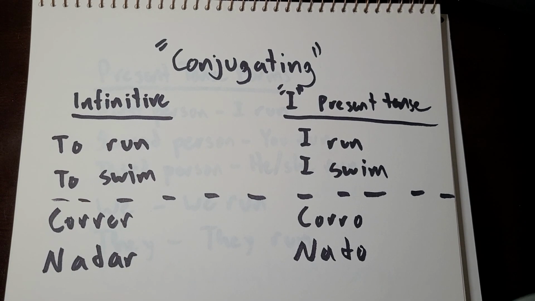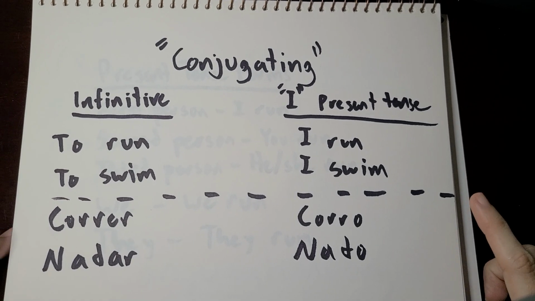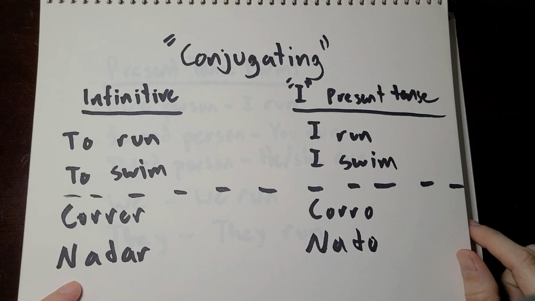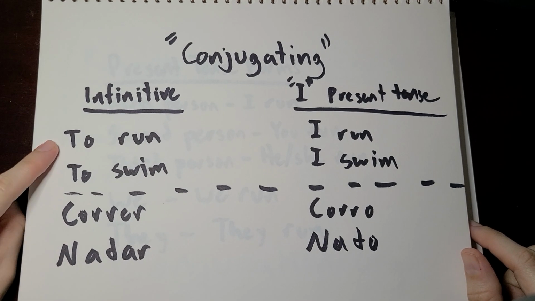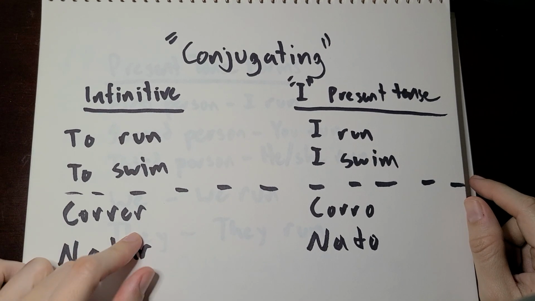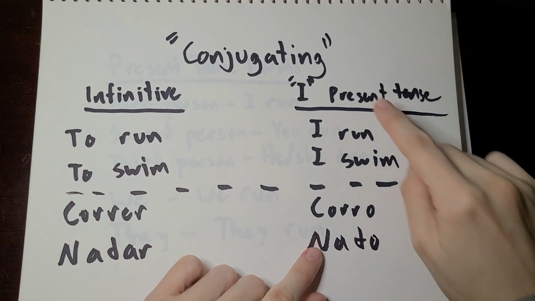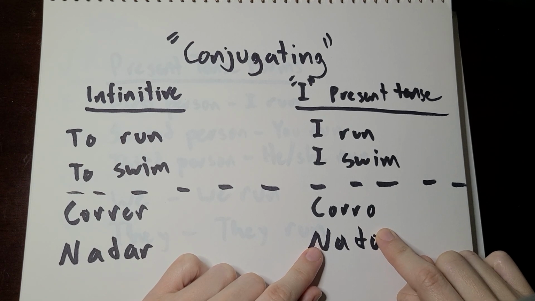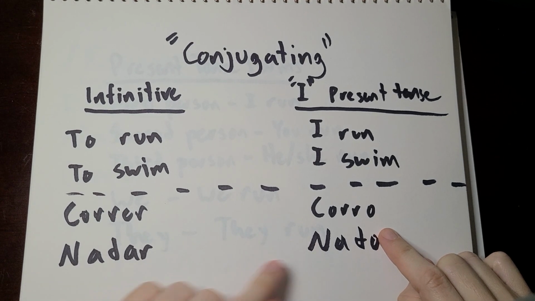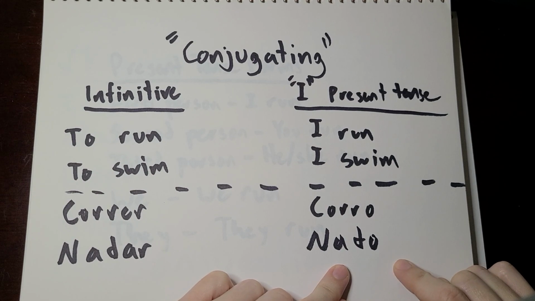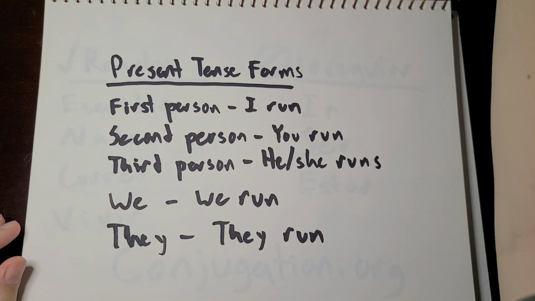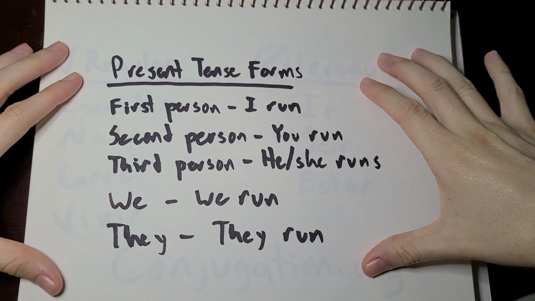So I'm going to teach you how to conjugate verbs in the present tense in Spanish. So going over the examples of the infinitive in Spanish, here are two examples, the same one as above. Correr means to run. I run becomes corro. It tells you who did it and when they're doing it. Nadar becomes nado.